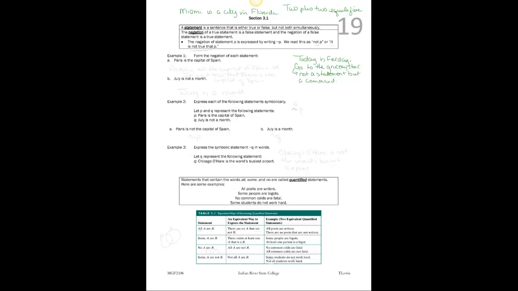The negation of a true statement is a false statement, and the negation of a false statement is a true statement. Okay? And I also have here in my notes that the negation of a statement is another statement that has the opposite truth value. So the key word for negation is going to be opposite. Okay? If something is, the opposite would be is not. If it was is not, the opposite would be is.